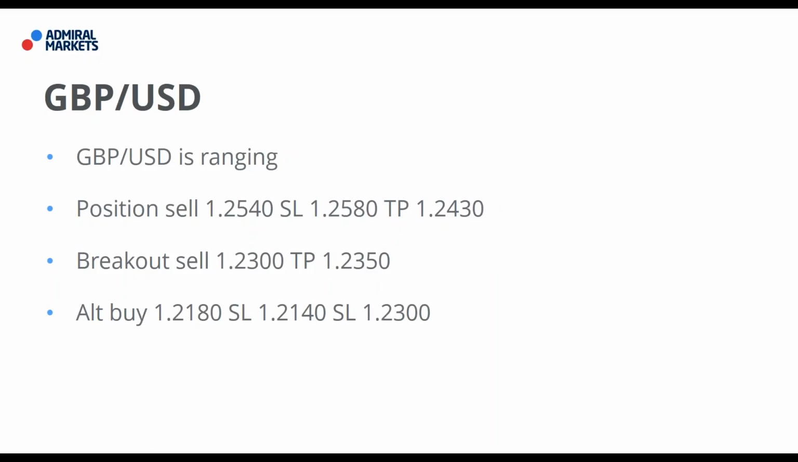So pound dollar is ranging now at this point, but a sell position could be initiated around 25.40, 25.80 stop, 24.30 TP. Breakout sell if it breaks 23, and buy setup is 1.2180. So pound dollar, if we see that, I would like to see it somewhere at the top of the right shoulder.